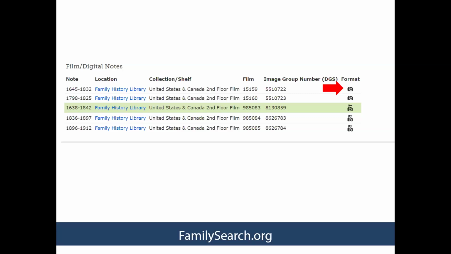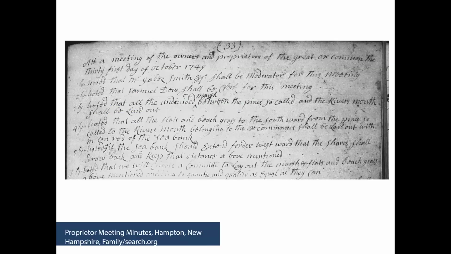If I wanted to find a collection I'm interested in, let's say I went up to that top one, 1645 to 1832, I would then click the camera icon to browse. And then I would scroll through, and usually they're going to be recorded by date. So you may be interested in different dates when you know where your ancestor was living at that time. This was actually out of 1748 that we're finding, and these were proprietor meeting minutes in which they mentioned who was going to be a moderator and also how they were going to divide out different land as well.